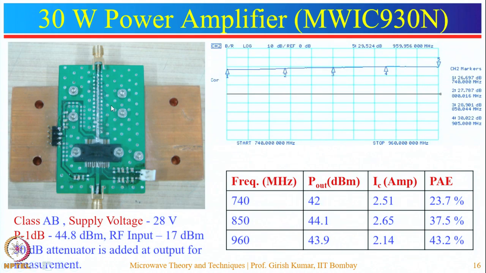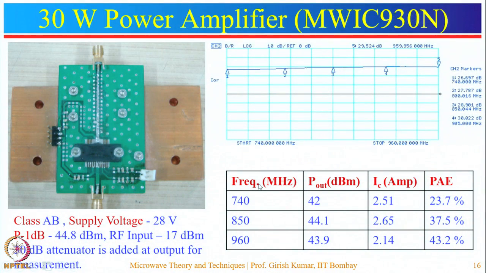The next type of amplifier is the 30 watt power amplifier. Here you can see that the cooling arrangement is made by placing a copper plate at the back end. So it will dissipate the heat generated by the transistor of the power amplifier. This is also a class AB power amplifier. The nominal supply voltage for this amplifier is 28 volt. The 1 dB compression point for this amplifier is 44.8 dBm, and the RF input given to this amplifier is 17 dBm, and at the output this is connected with a 30 dB attenuator because of the limitation of the instruments that we have for the measurement.